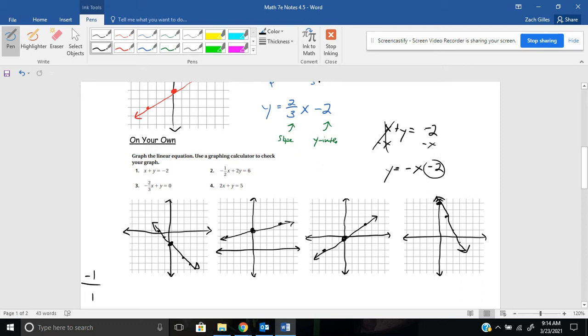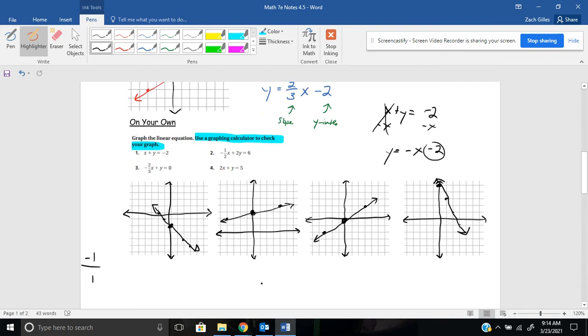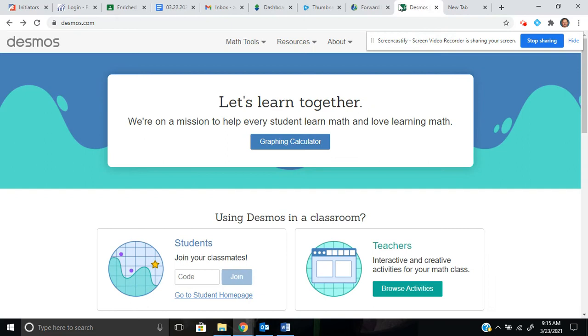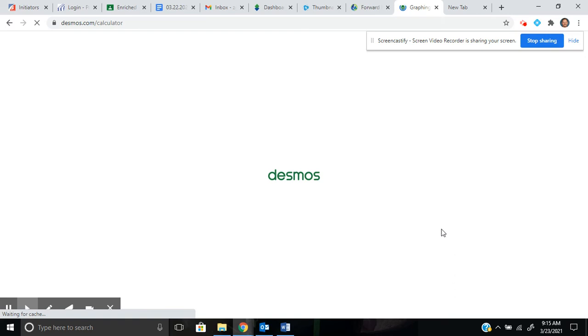Last thing that I want to point out is that it says here, use a graphing calculator to check your graph. Maybe you have a graphing calculator, maybe you don't. I don't blame you if you don't. They're like $100. I had to buy one in high school, but nowadays with the wonderful internet that we have, there's the program Desmos. They have a free graphing calculator actually. So when you go to Desmos, the top thing here says graphing calculator. You can click on that. And then if you want, you can check your answers using the graphing calculator here.